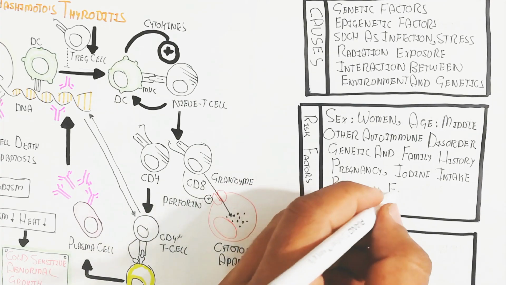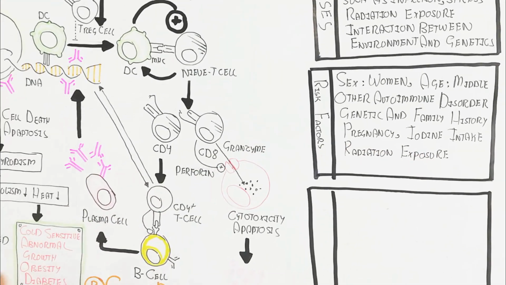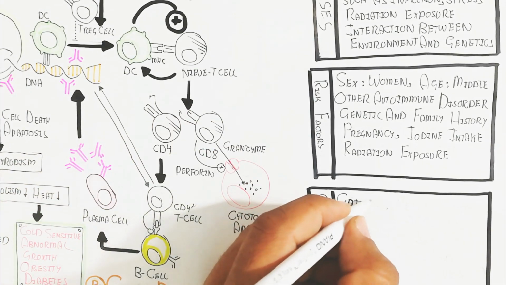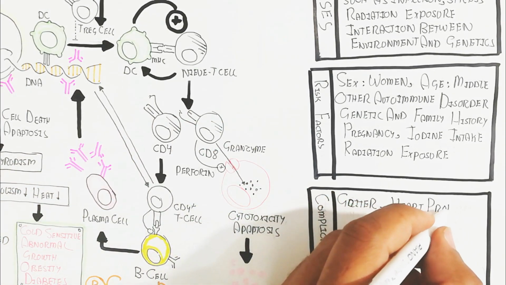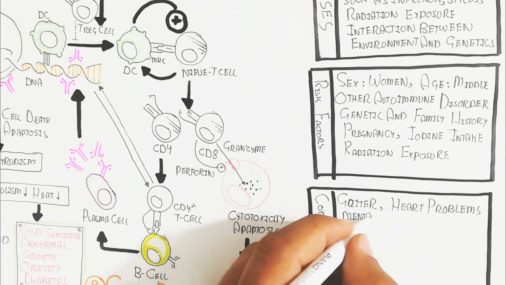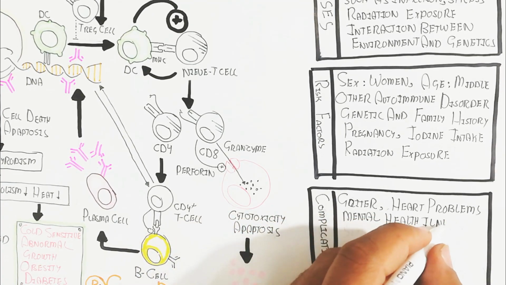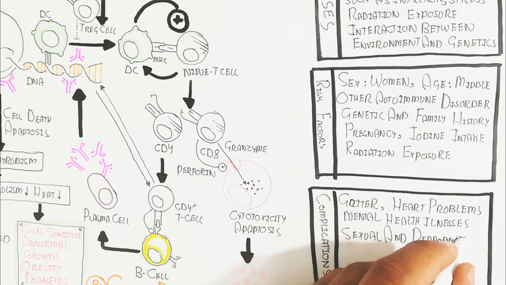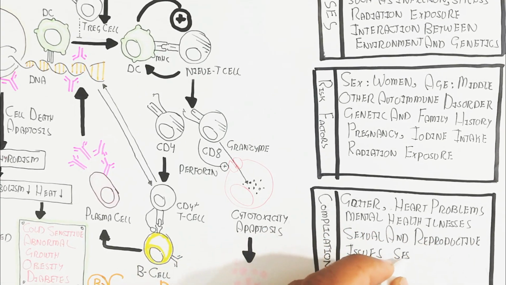Now we will discuss the complications. The complications due to hypothyroidism can be goiter, heart problems, mental health illness, sexual and reproductive issues, and poor pregnancy outcomes.